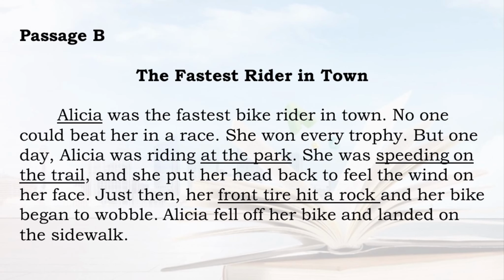Passage B. The fastest rider in town. Alicia was the fastest bike rider in town. No one could beat her in the race. She won every trophy. But one day, Alicia was riding at the park. She was speeding on the trail, and she put her head back to feel the wind on her face. Just then, her front tire hit a rock and her bike began to wobble. Alicia fell off her bike and landed on the sidewalk.